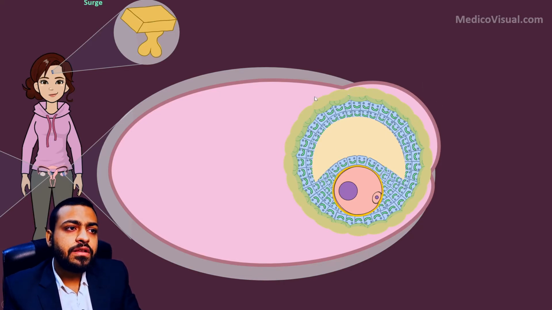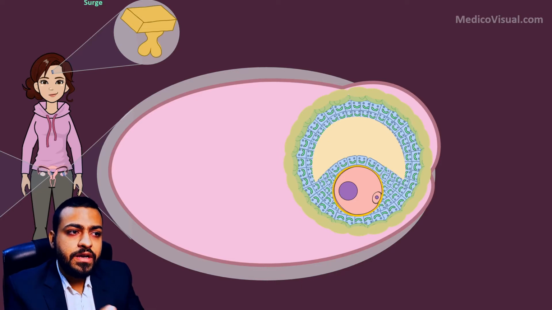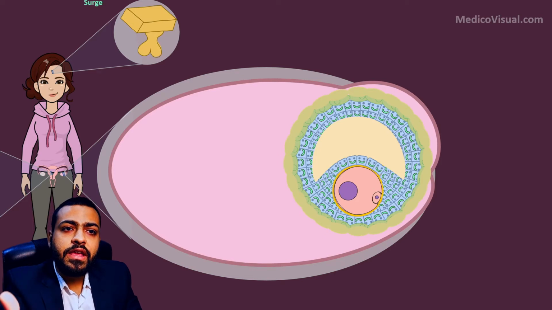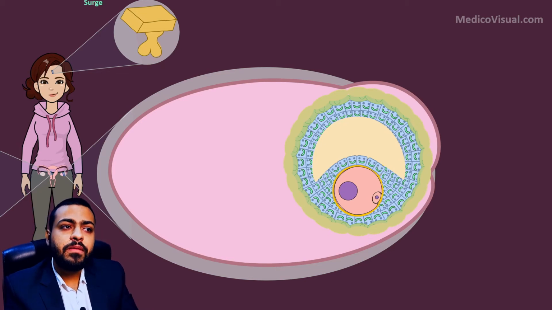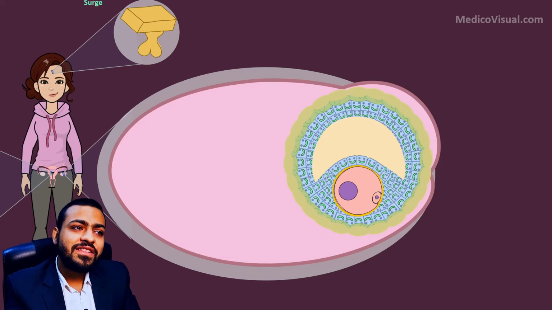And by the way, this complete follicle, this dominant follicle that has completed its meiosis 1 and is ready to be released into the fallopian tube, is called the pre-ovulatory follicle. What is the name of this follicle? This is the pre-ovulatory follicle, and there is another special name for it, that is Graafian follicle. It is Graafian follicle, or simply pre-ovulatory follicle.